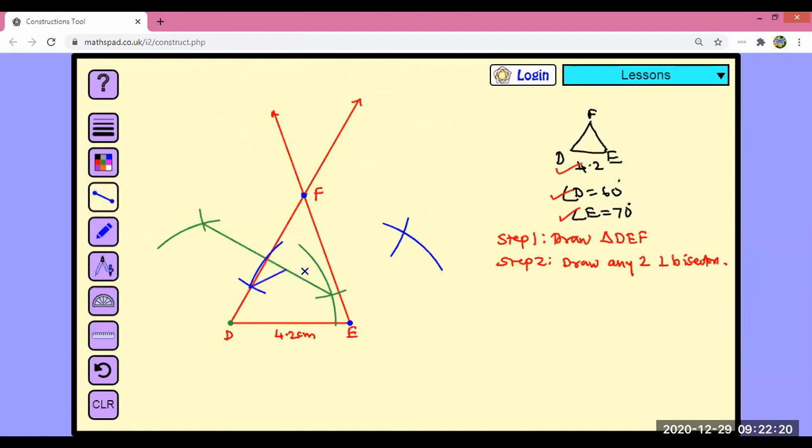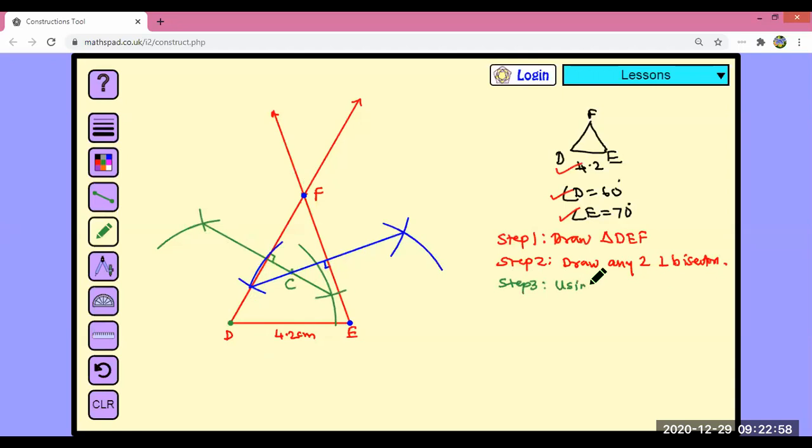So here I'm going to join these two points. That gives us the perpendicular bisector to the side EF. Okay, this is the perpendicular bisector to EF, and the earlier one is the perpendicular bisector to side DF. The green one is for side DF, the blue one is for side EF. And the point where these two perpendicular bisectors meet is the circumcenter. Mark it as C. Okay, so two steps are clear.